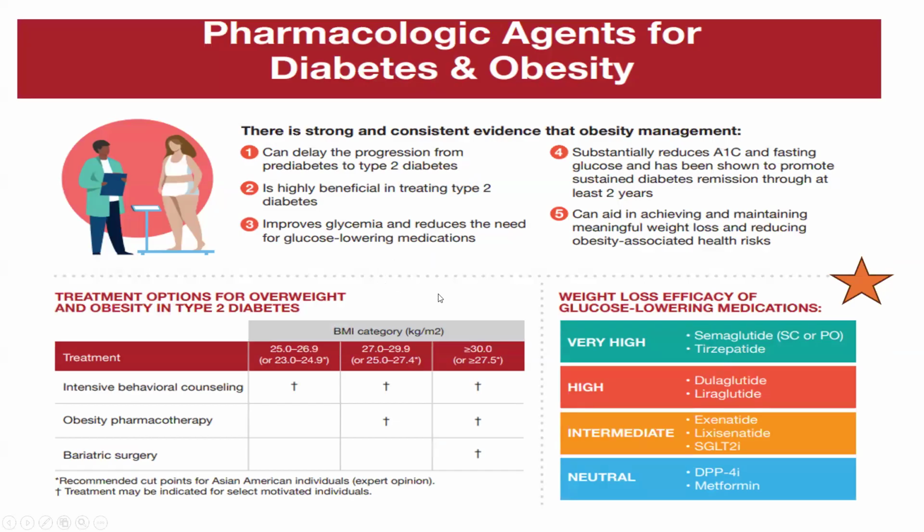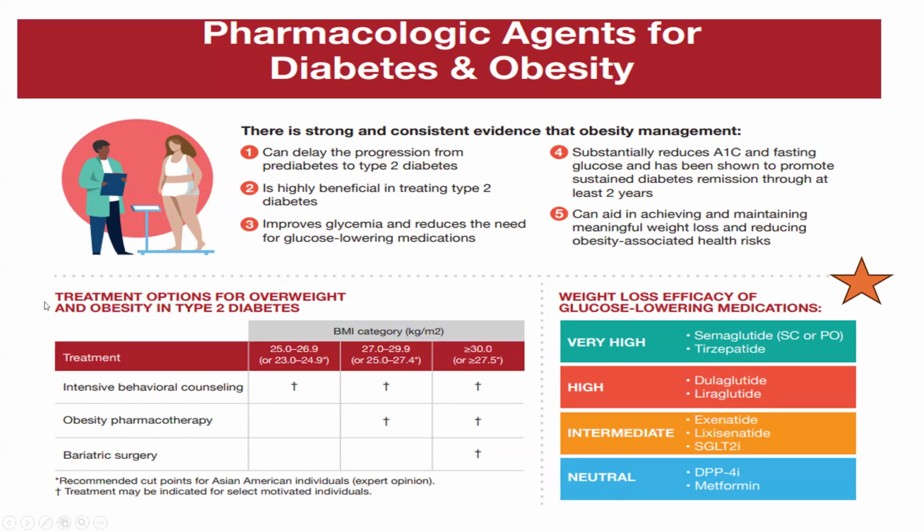So we are going to look more at what is mentioned in the latest ADA 2025. They have specified the weight loss efficacy of the glucose lowering medications, with very high efficacy reported for semaglutide, both subcutaneous and per oral form, and tirzepatide; high for dulaglutide and liraglutide; intermediate for exenatide, lixisenatide, and SGLT2 inhibitors; and neutral for metformin and DPP4 inhibitors.